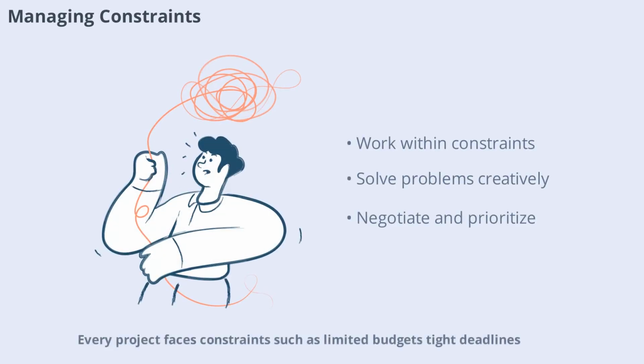Every project faces constraints such as limited budgets, tight deadlines, or scarce resources. Effective resource allocation means working within these limits to achieve the best possible outcomes. This often requires creative problem-solving, negotiation, and prioritization to make the most of what's available.